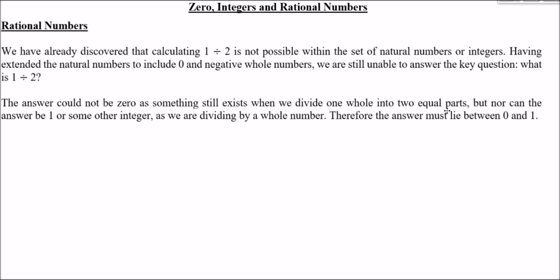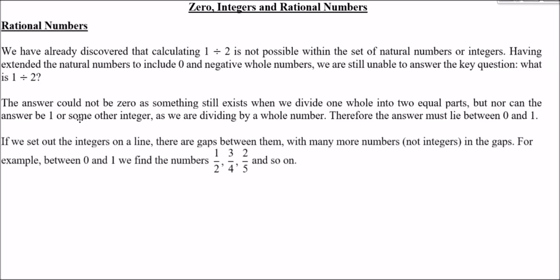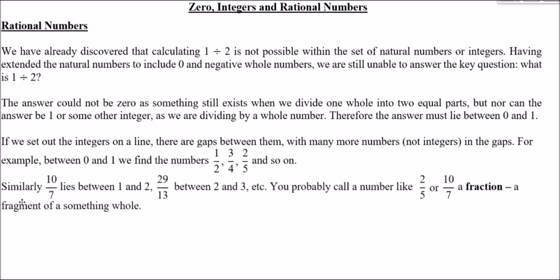and can't be of 0 size. If we set out the integers on a line, there would be gaps in between them, obviously, with many more numbers, which wouldn't be integers, falling within these gaps. So for example, between 0 and 1, we'd find the numbers a half, 3/4, and 2/5, and so on and so forth. In fact, there'd be an infinite number of these values in between 0 and 1. In a similar way, 10/7 would lie between 1 and 2. 29/13 would be between 2 and 3, and so on.